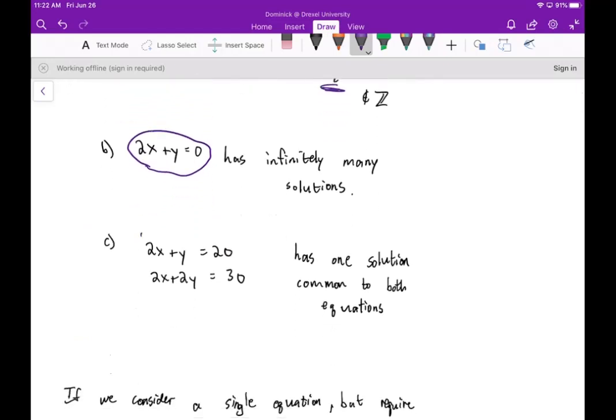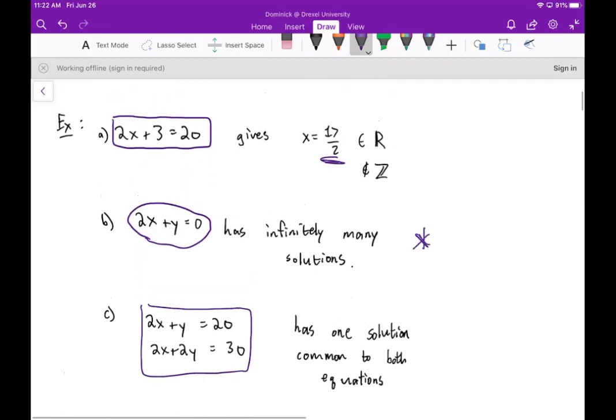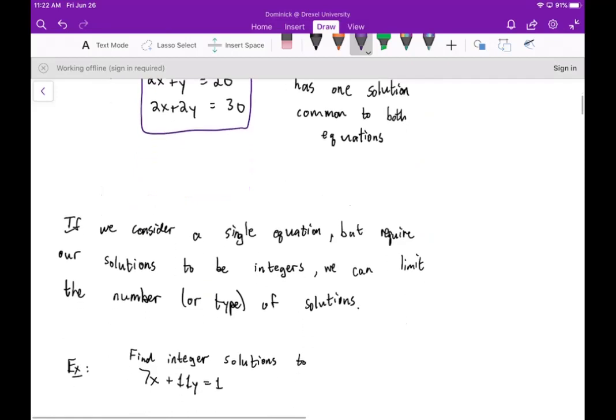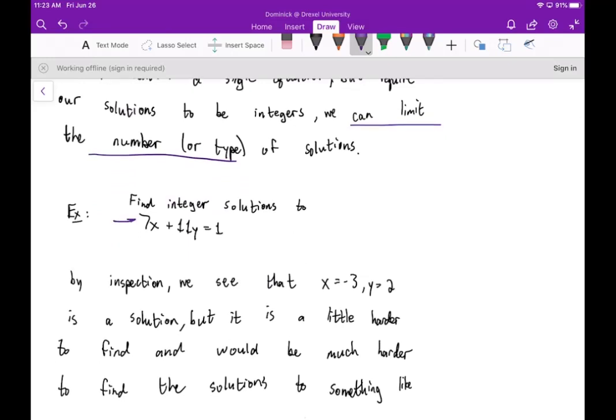And then of course you also looked at systems of equations where each equation by itself will have an infinite number of solutions, but considered together, they have one solution that's common to both equations. Now, if we come back to this single equation idea, but we require that our solutions be integers, we can limit the number, or at least the type of solutions. So for example, let's consider the equation 7x plus 11y is equal to 1, and we want to find integer solutions for that.